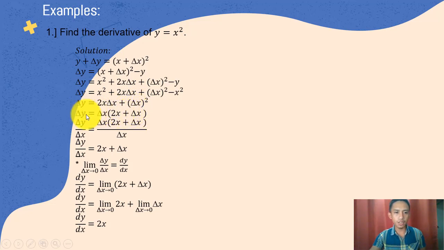So I can now proceed to the third step, wherein I will get the ratio of delta y over delta x by dividing both sides by delta x. So I have here now the delta y over delta x, which is the rate of change of y with respect to x. Since I divided this by delta x, that cancels with the one that I factored outside. So we are left now with 2x plus delta x. This is your rate of change.